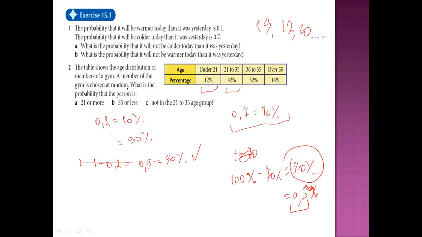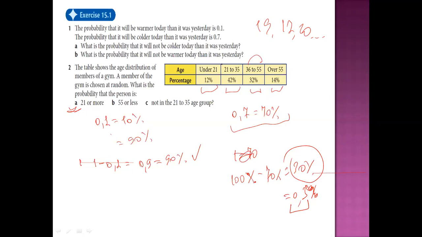And don't forget, the members were chosen at random, as you see here. Between 36 to 55 is 32%, and the over 55 age group is 14%. What is the question? Question A is coming: 21 or more. What is the probability that the person is 21 or more?